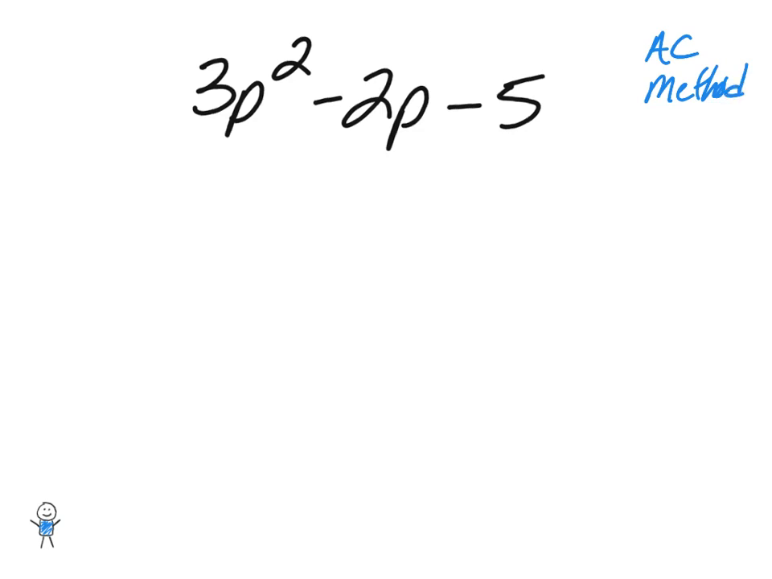Down here at the bottom, remember the standard form of a quadratic is ax squared plus bx plus c is equal to 0. Well, that's where I'm going to get my a and my c from, and in a minute you'll see I use b as well.